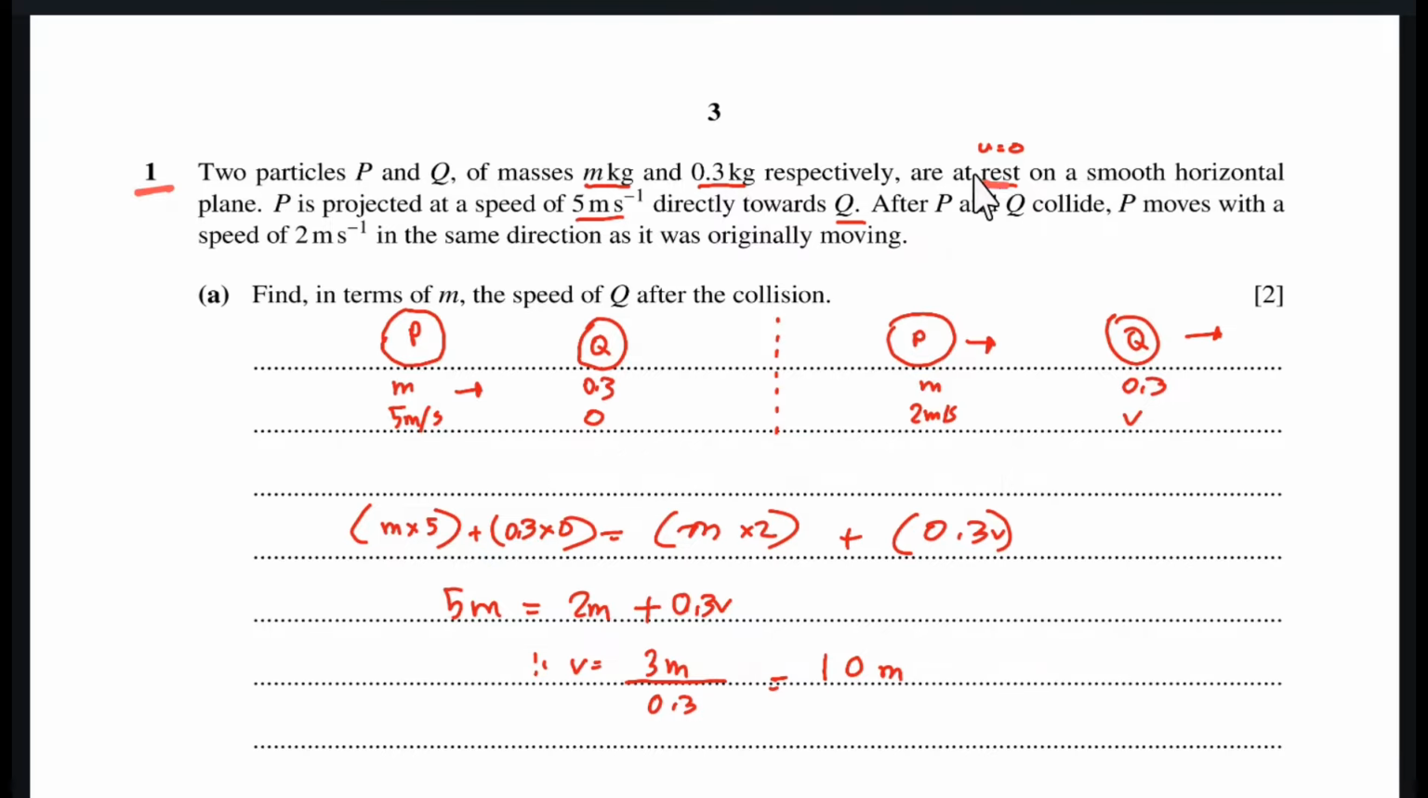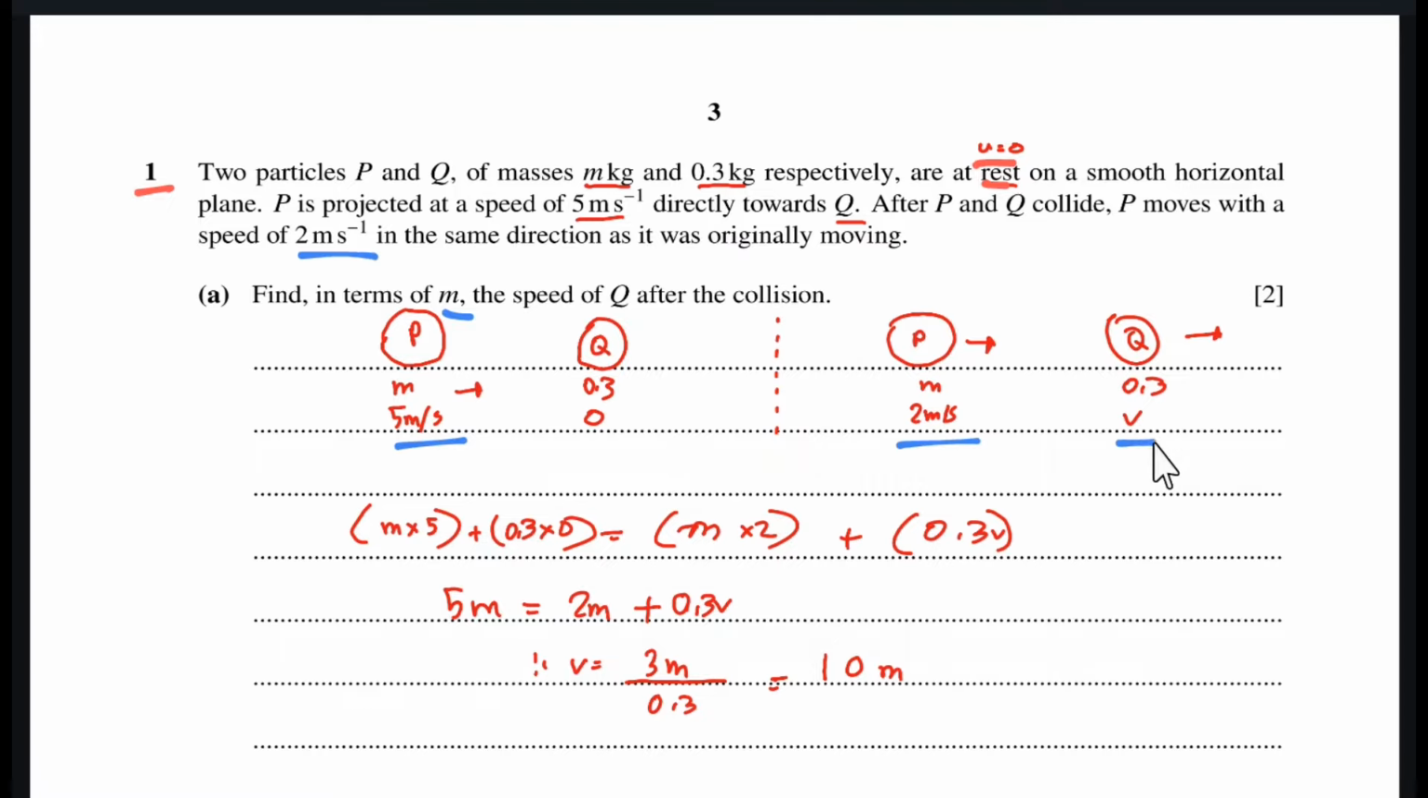Rest means its initial speed is 0. On a smooth horizontal plane, P is projected at a speed of 5 meters per second directly towards Q. So particle P moves with 5 meters per second towards Q. After P and Q collide, P moves with a speed of 2 meters per second in the same direction as it was originally moving. Find, in terms of m, the speed of Q after collision.